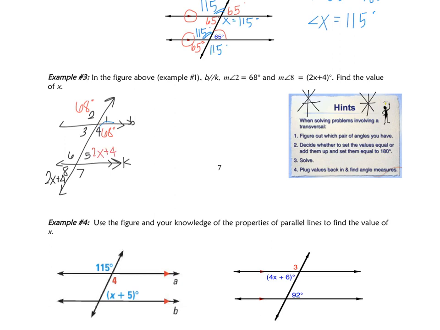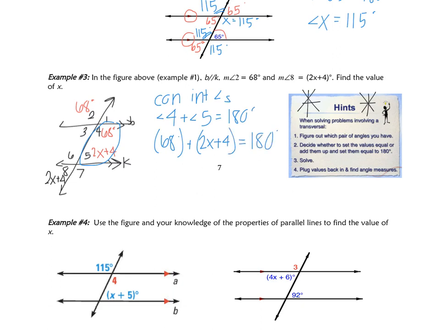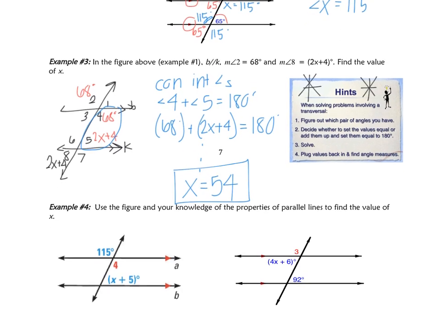Well, now you just created consecutive interior angles. Consecutive interior angles, remember, are the ones that are supplementary. So I can do angle 4 plus angle 5 equals 180. Well, angle 4 is 68 degrees. Angle 5 is 2x plus 4. And that's going to equal 180. They're supplementary. When you solve that, and I'll let you go through those steps, x is going to equal 54. So it's all about finding what type of angles you have, plug in, and you can find those measurements.